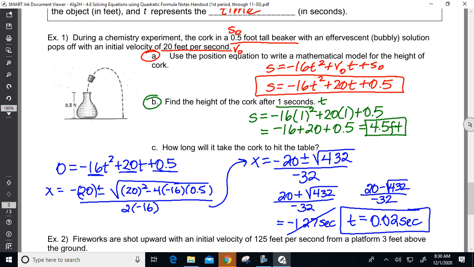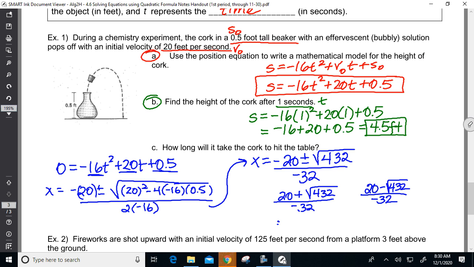Aren't they supposed to be negative in front of the 20? Let's see. Oops, you're right. Thank you so much. So that's going to change this up a little bit. So let me recalculate this. Negative 0.02, 4.02. And that one should have a negative in front. Negative 32, 1.27. So 1.27 seconds. Thank you very much for catching that mistake. 1.27 seconds.